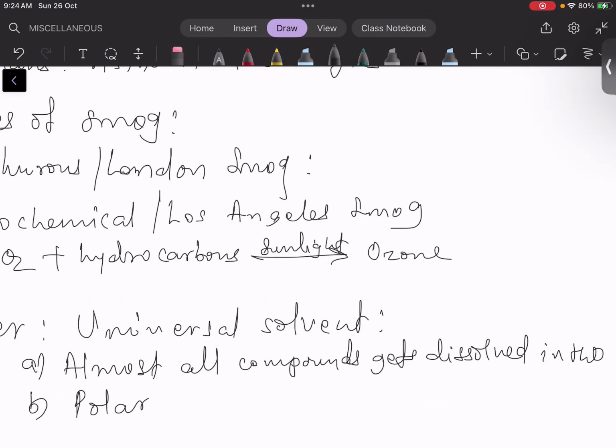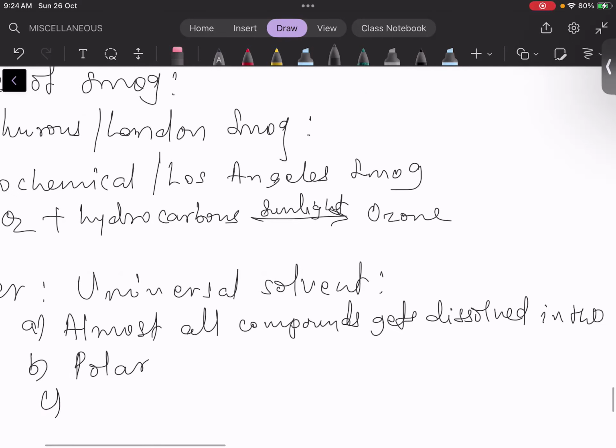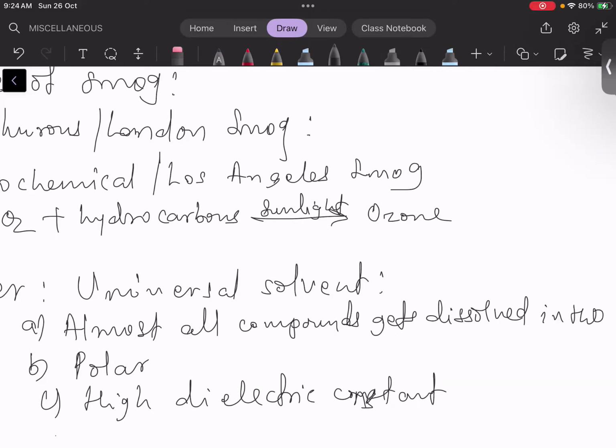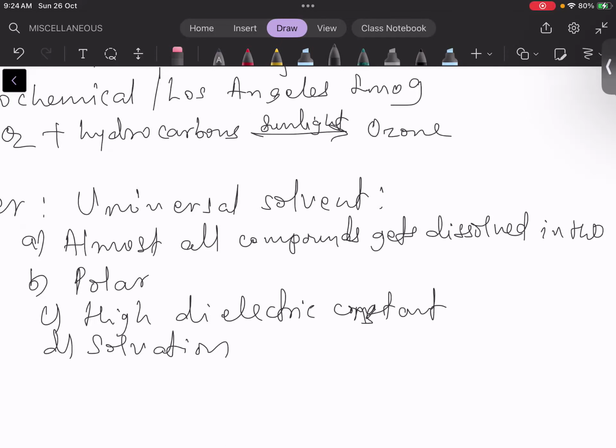Then third, it has a high dielectric constant. Then the last reason, it has a greater tendency to undergo solvation. And that's why water is called the universal solvent.